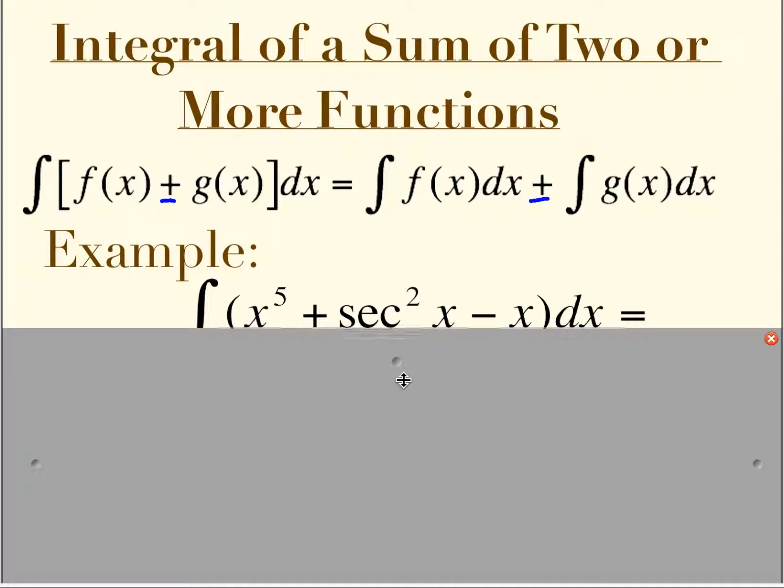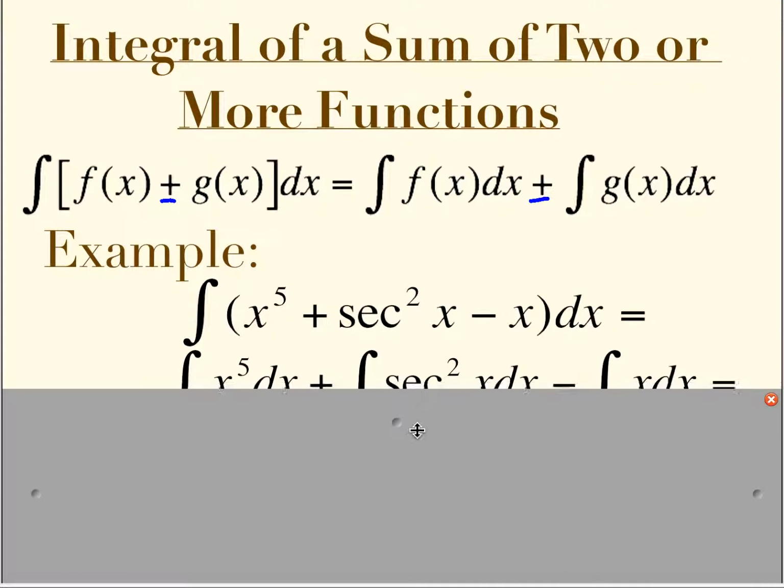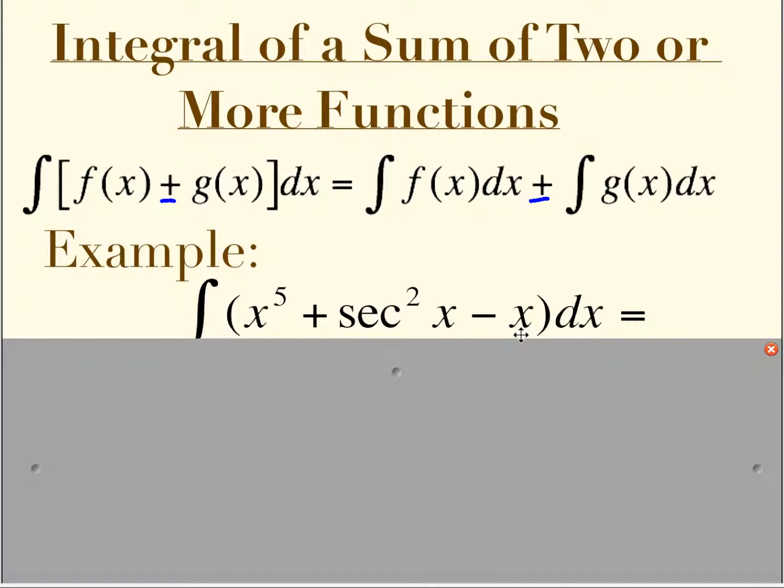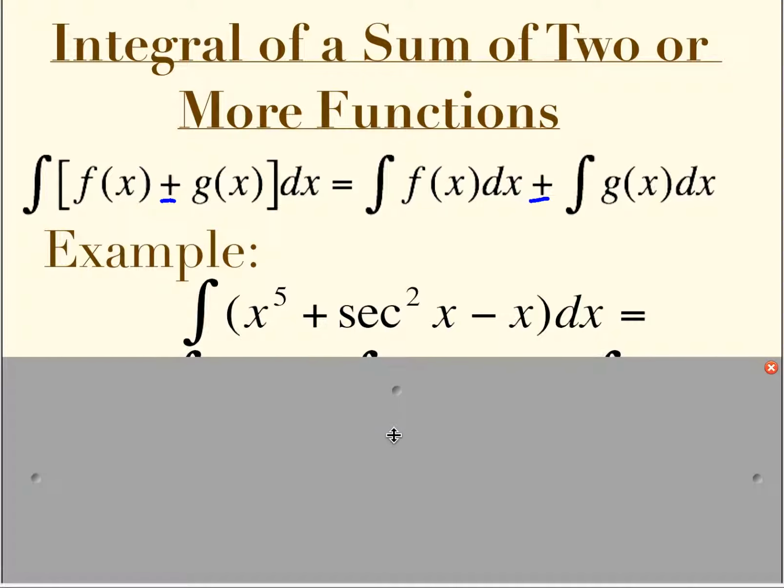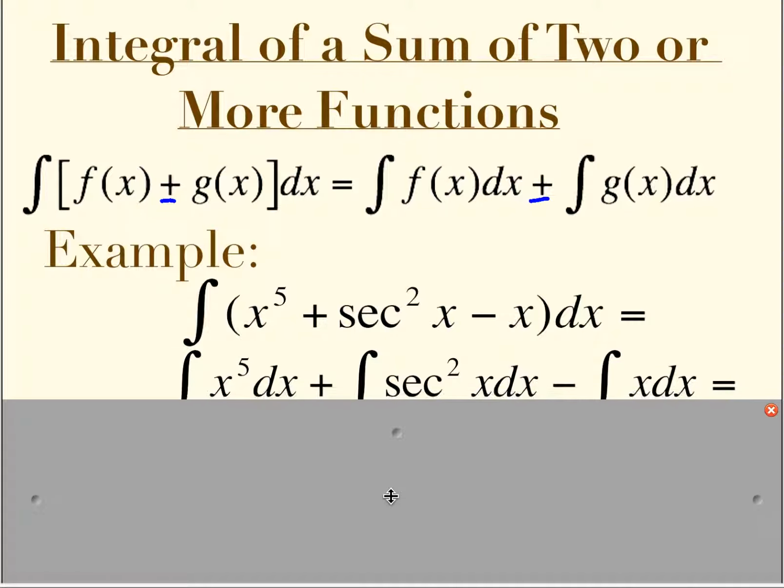For example, if we have x to the fifth plus secant squared of x minus x, I can split this up into three different integrals and find the antiderivative of each of them. This is one property where you don't have to do this. You can just find the antiderivative of each part. But it's a property that we will be using a little bit later on more and more.